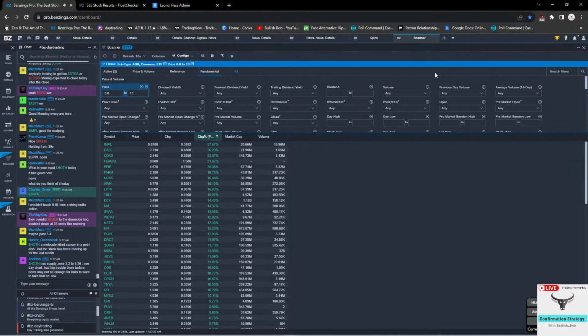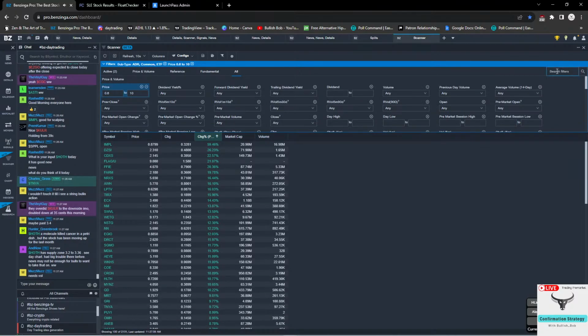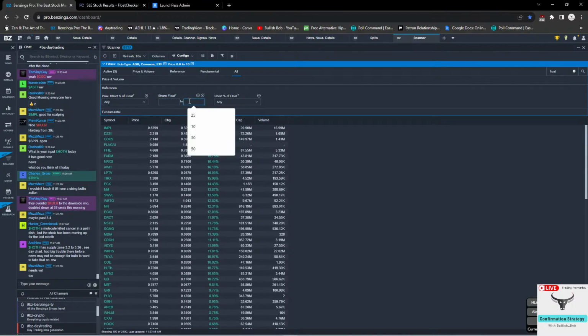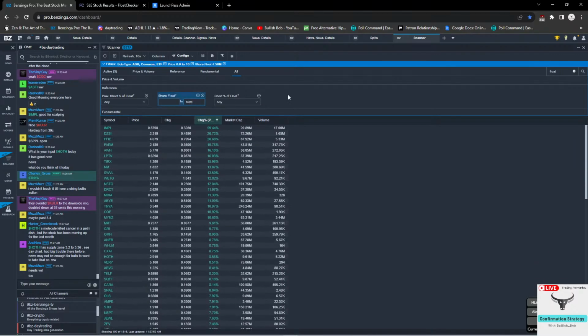Let's go to all and just type it in, make it easy on us. So we'll go to float. And here we go, share float. So custom up to, we'll do 50 million, like we said in the other scan, so 50M. And there we go, and we're eliminating some of the results.